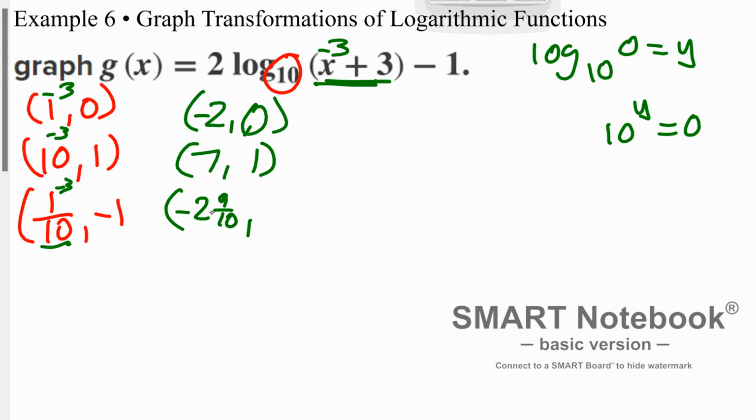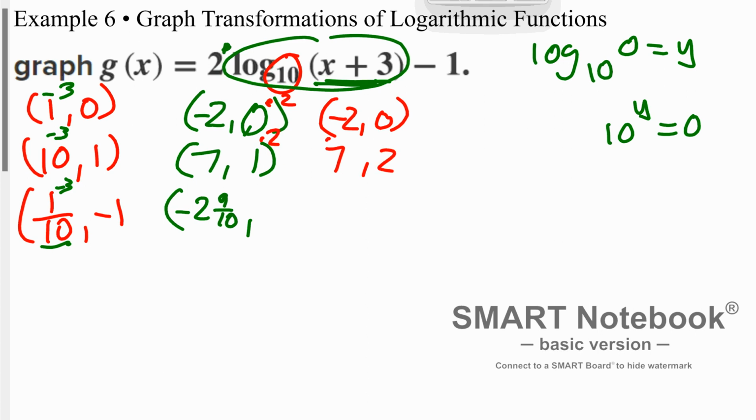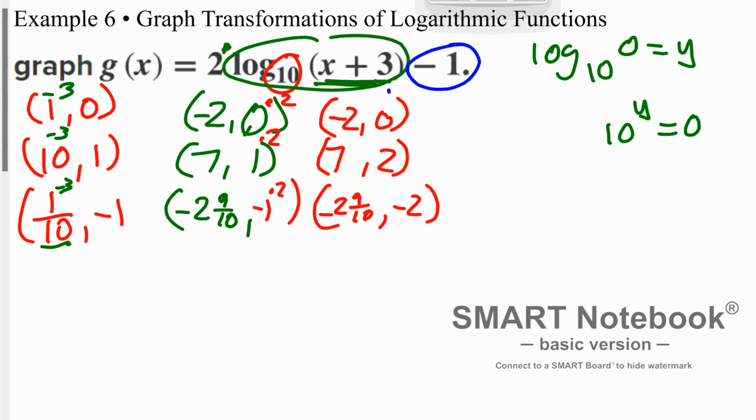Okay, and then this is basically just my y value, and I'm timesing that by 2, so I'm just going to take all my y values and times them by 2. So I get negative 2, 0, I get 7, 2, I get negative 2 and 9/10, and that was negative 1 times by 2 is negative 2. And then after I multiply, I add or subtract, right? So I gotta subtract 1 from all my y's.